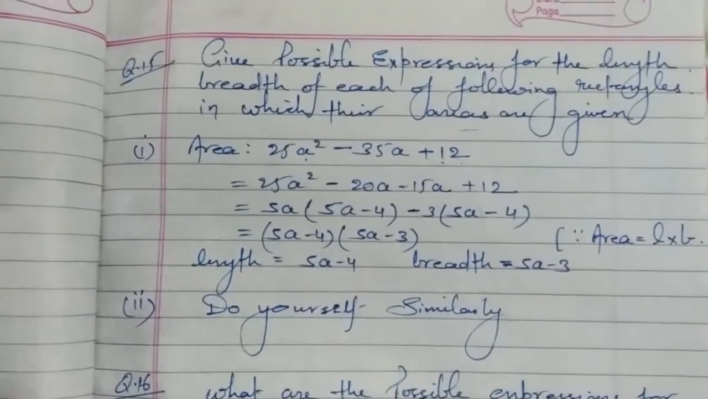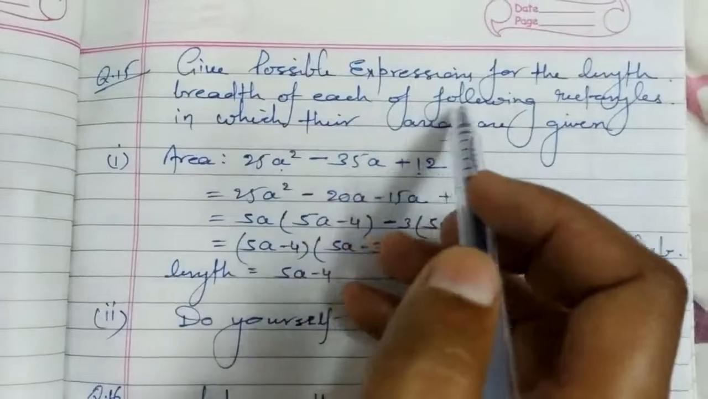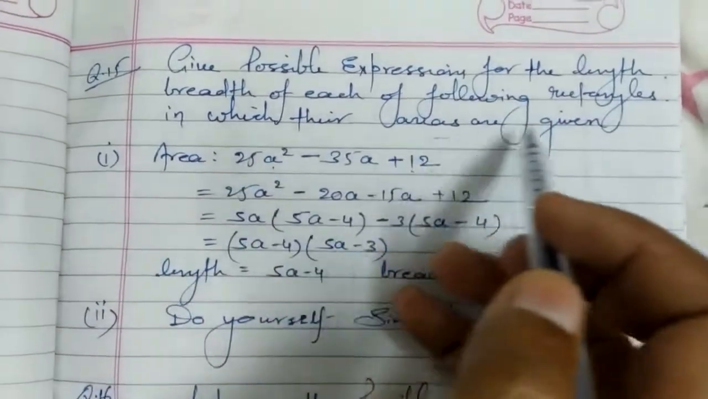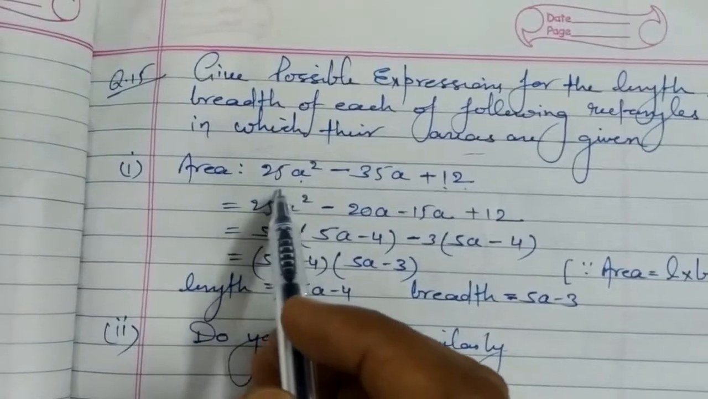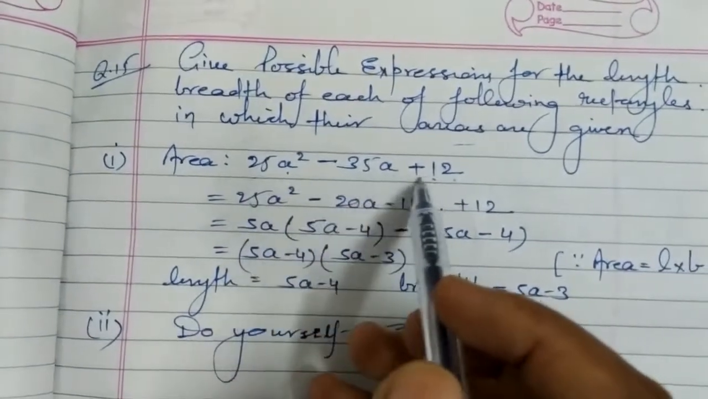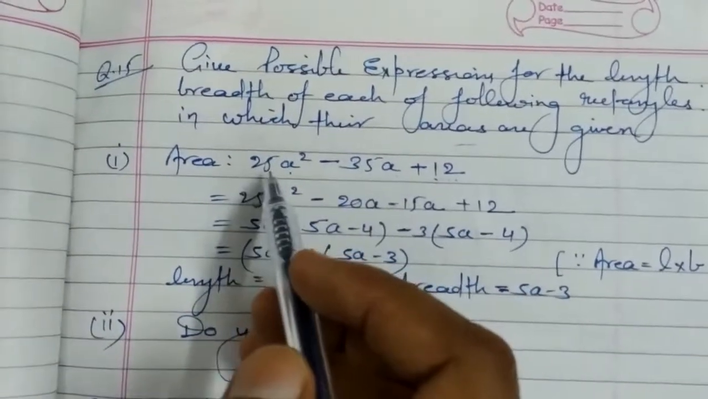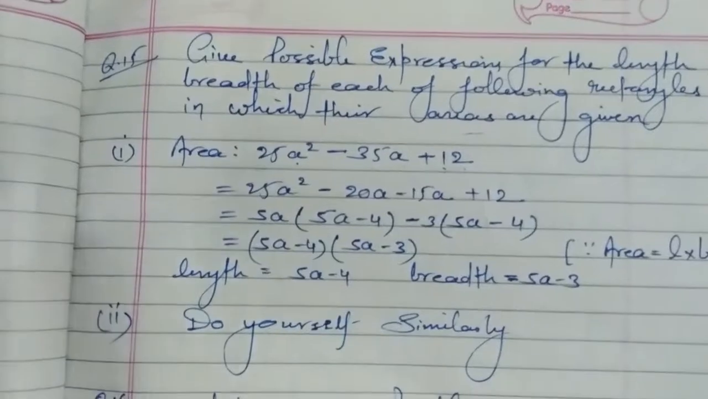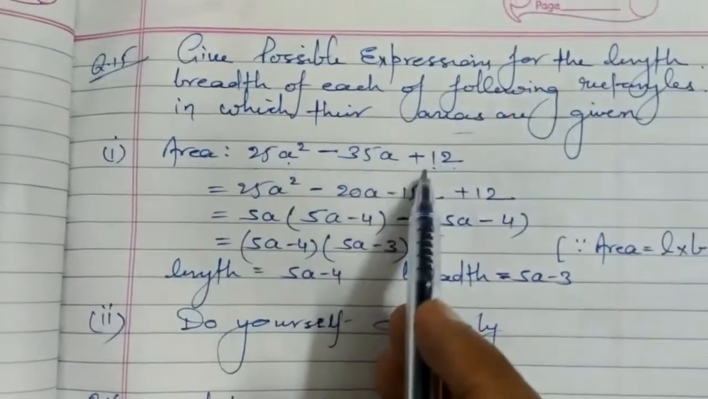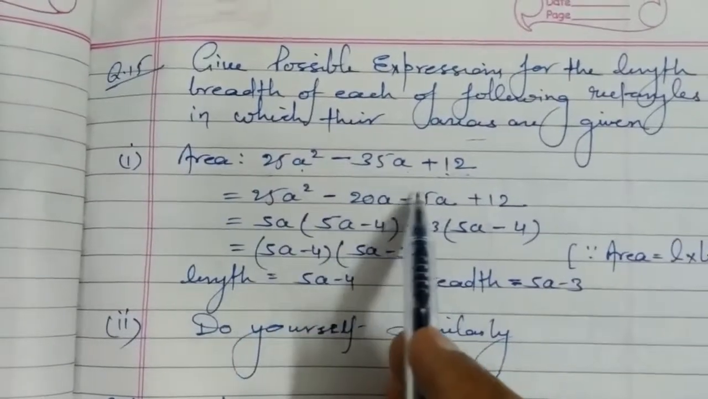Question number 15, exercise 2.5. Give the possible expressions for the length and breadth of each of the following rectangles in which their areas are given. We are given the area in the form of the quadratic polynomial 25a square minus 35a plus 12. You understand what we have to find here? We have to find the length and breadth from the given area. Fine. So you just factorize it by the splitting method. You know the factorization, so I am not telling you in depth.